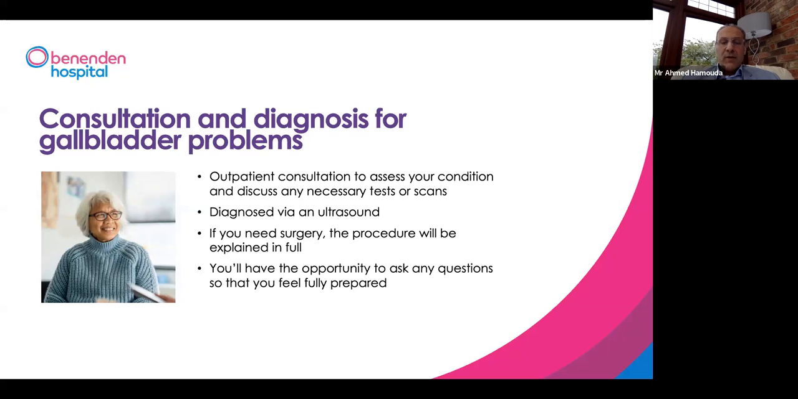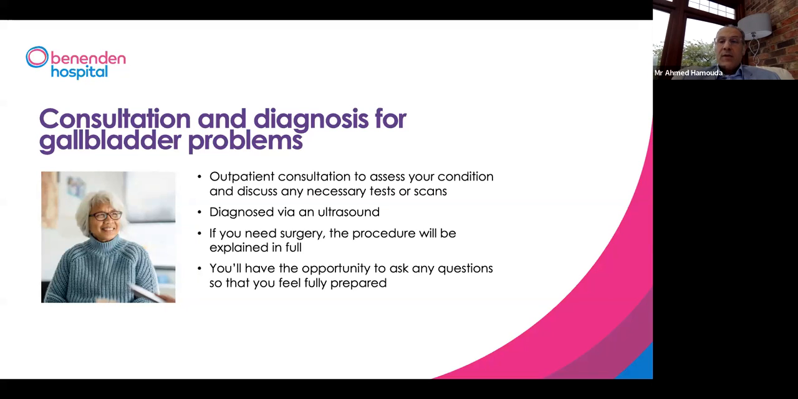So, as I mentioned, the gold standard test for a gallbladder condition is an ultrasound scan on the tummy. It can also be diagnosed through a CT scan or an MRI scan, better known as an MRCP, which is a very specific MRI done on the gallbladder and the liver, and it picks up stones both in the gallbladder but also in the bile duct.